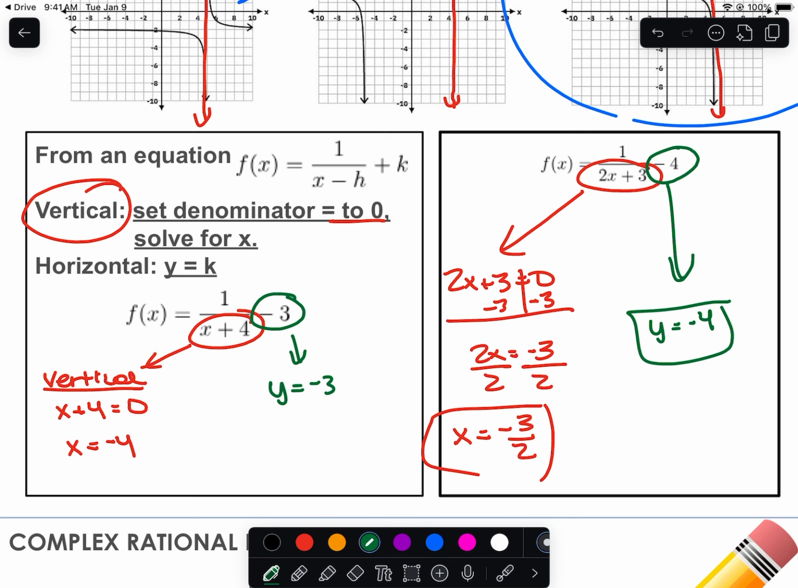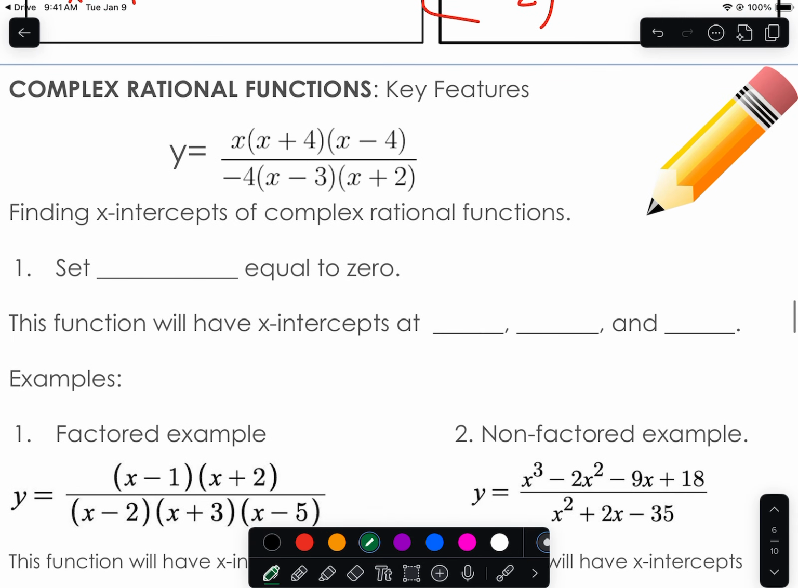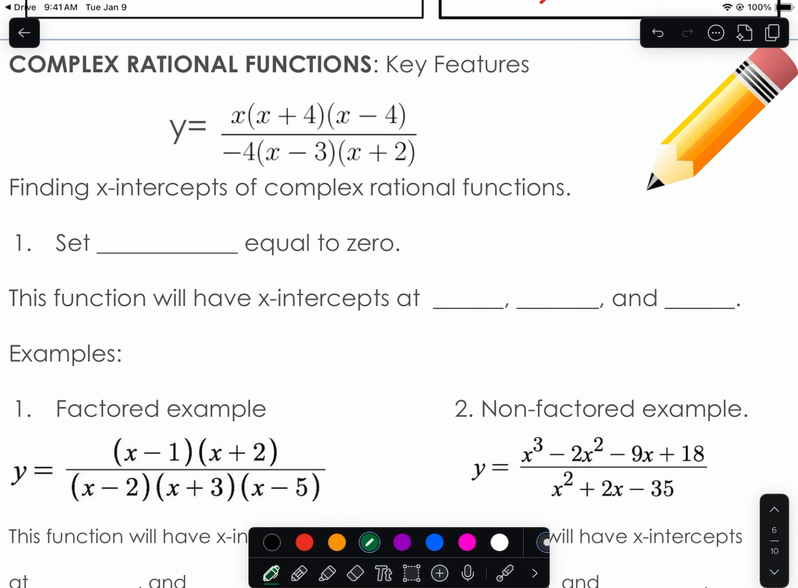All right, we are almost done. Thank you for your patience. Let's keep going. All right, finding x-intercept. So once again, you can definitely do Desmos, and I would suggest that you do. But you can set your numerator equal to 0.